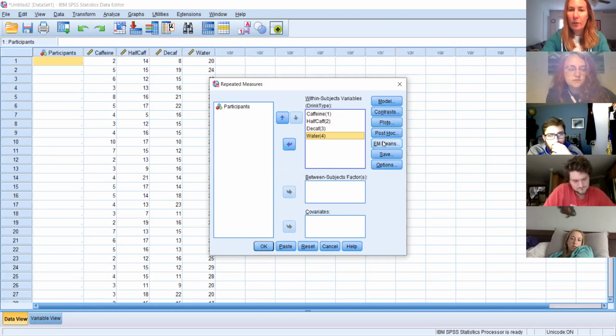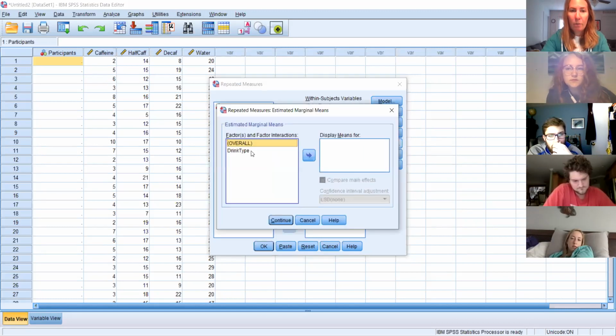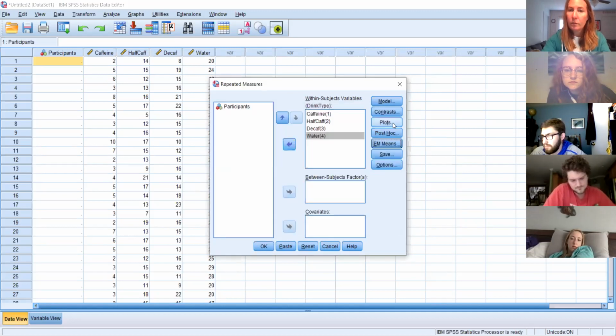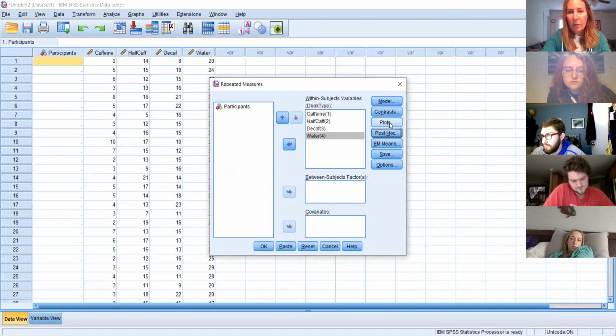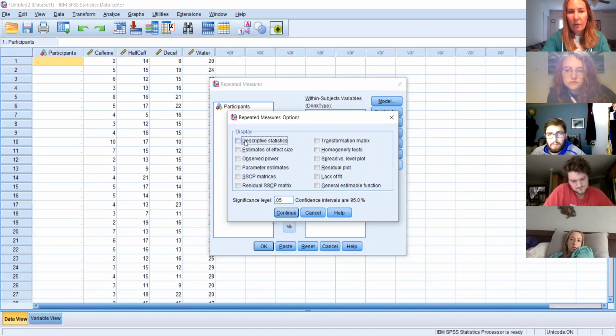So then we have all these options, right? We go to EM means, and we need to bring this over in order to display our means. And we check this box, and we'll talk about these different ones. LSD is fine. Then for the post hoc tests, we don't need to add any of those because the EM means is going to do it for us. So we don't need any of this stuff. We could check descriptive statistics here in the options.